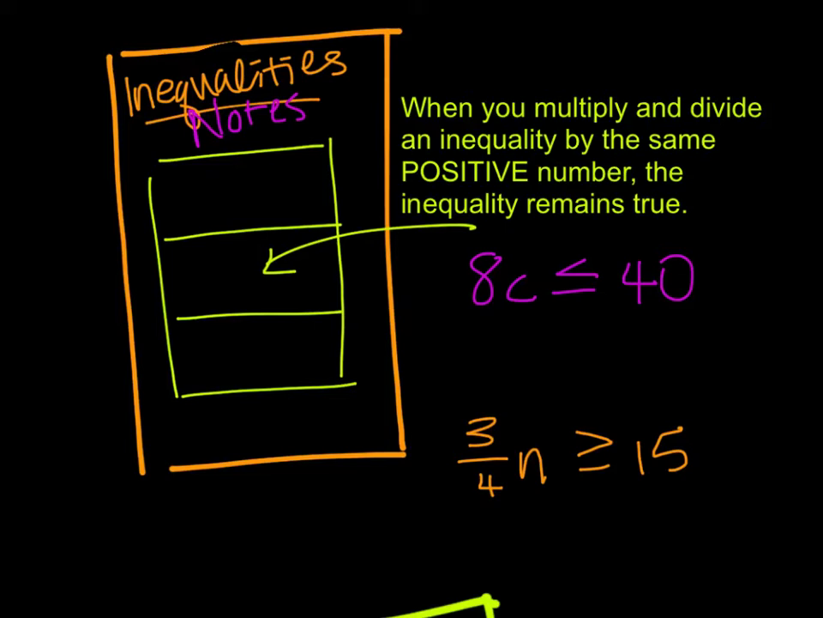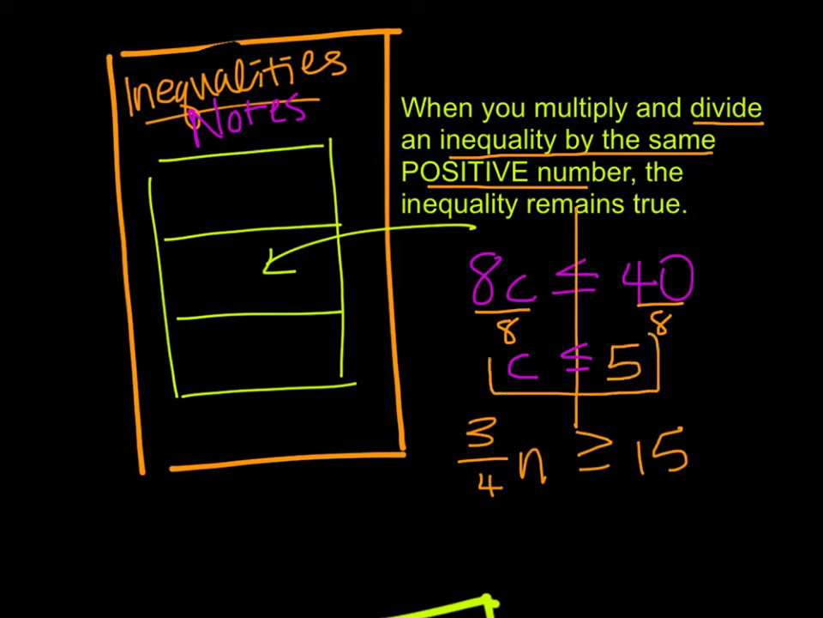So we have the problem 8c is less than or equal to 40. If we were to just look at this as an equal sign, we know that we could just divide by 8 on both sides. We are essentially dividing an inequality by the same positive number, so divide by 8 on both sides, and we get simply c is less than or equal to 40 divided by 8 is 5. So c is less than or equal to 5.